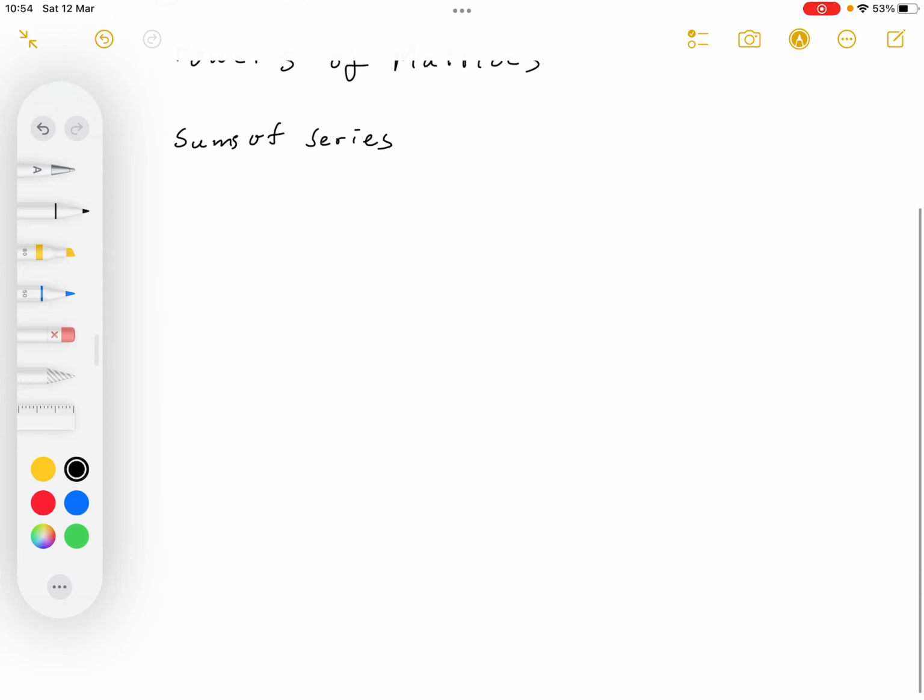So let's do some sums of series question. Let me think. So let's show that this is true: the sum from k equals 1 to n of k is equal to n times (n plus 1) over 2. So these are the triangular numbers. Let's see, how would you prove this? Same steps as before, so let's write down the steps.